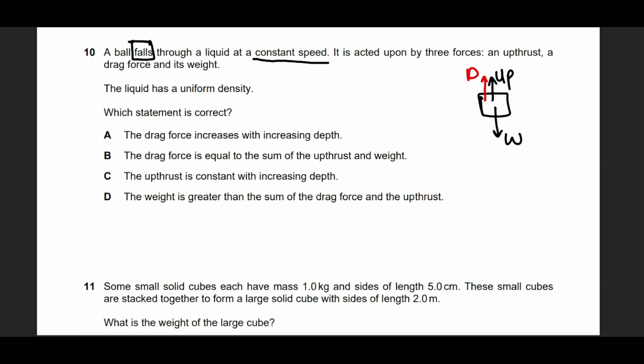The same thing happens with the parachutist. The parachute is coming down, the drag is going to be upwards, right? If they were moving up, the drag will be downwards. Now, which statement? The liquid has uniform density.